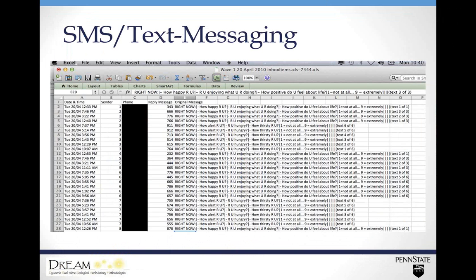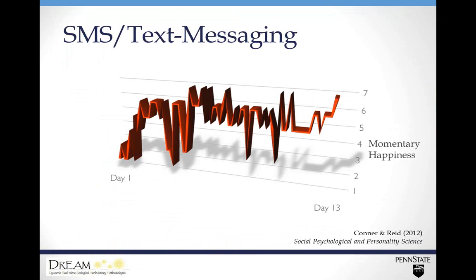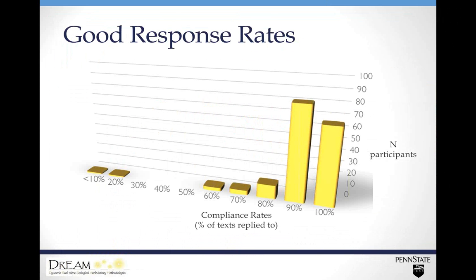So it's relatively straightforward. And doing that, you can get these beautiful types of data of looking at, for example, momentary happiness across a 2-week period, or pain. This type of approach is quite good for simple things. And we also see pretty good response rates with texting. So this is the compliance rate. You can see that in this particular study, nearly 80 participants and 60 participants replied to 90 and 100% of the texts. So you can see that it's quite good.